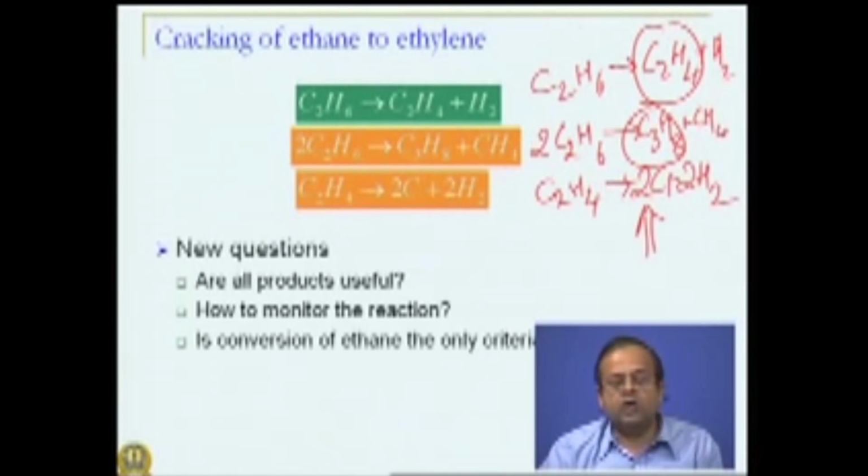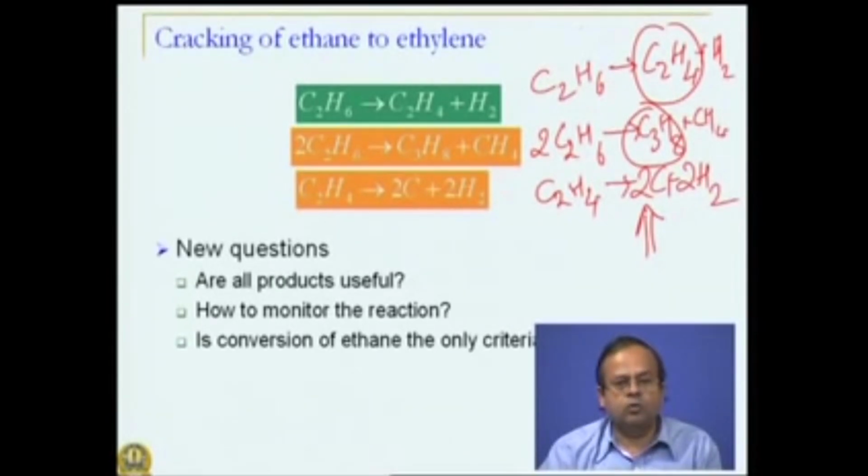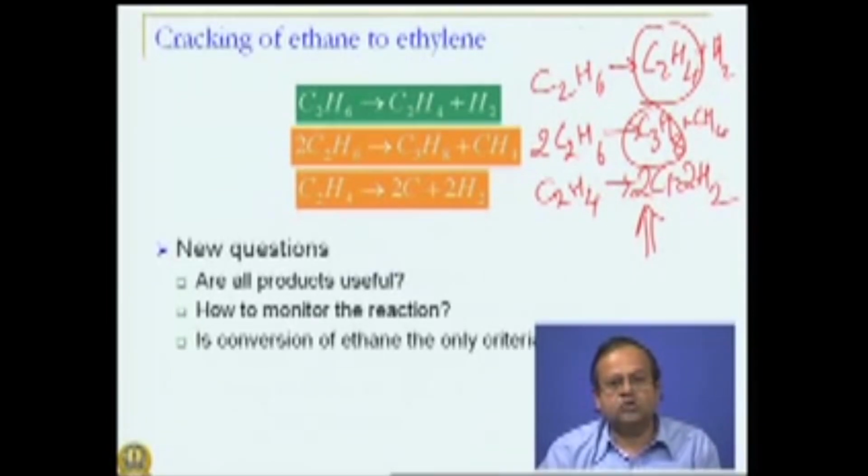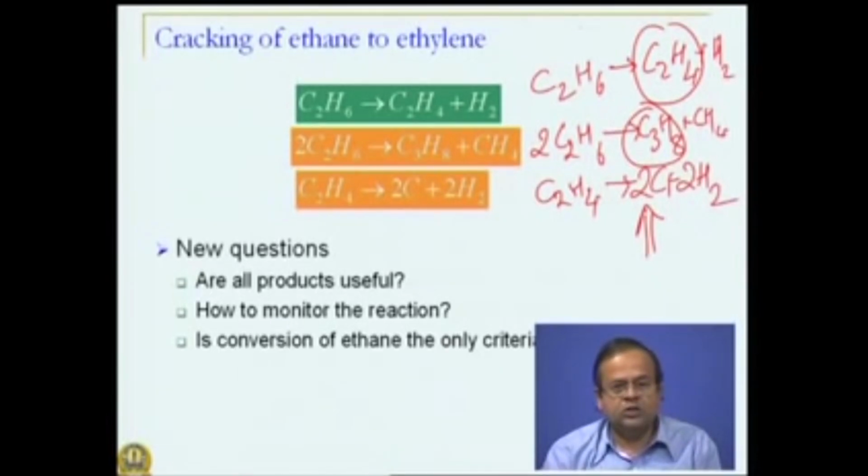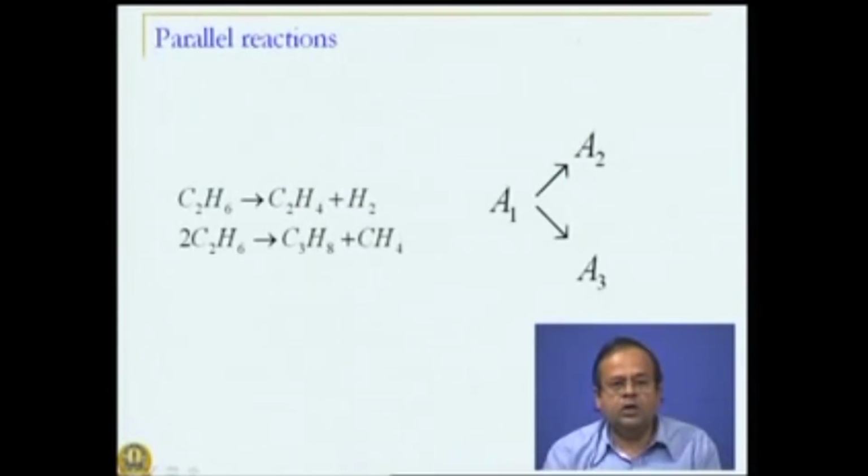Is conversion of ethane the only criterion for design? I think you know the answer by now. Of course not. There is something else that we need to worry about. So, monitoring of these reactions can no longer be done in terms of extent of reaction or conversion of key reactant and so on. So, let us begin by defining a few quantities of interest, but before we do that, let us look at the basic kinds of reactions that one encounters when we have multiple reactions.